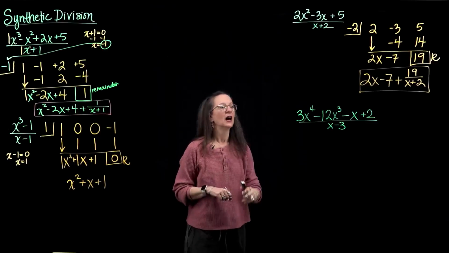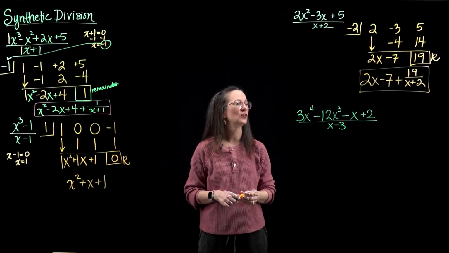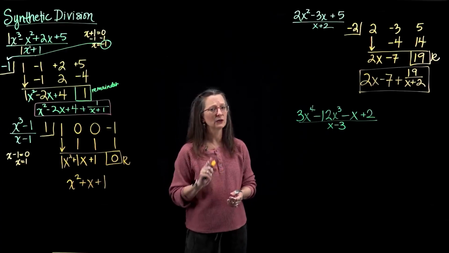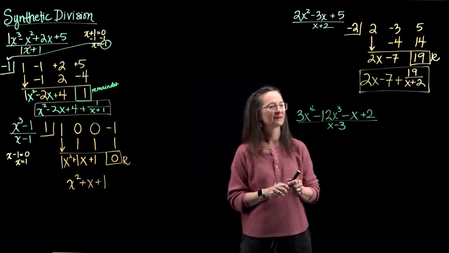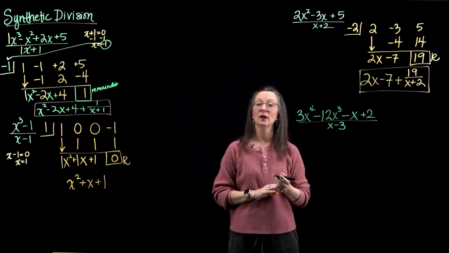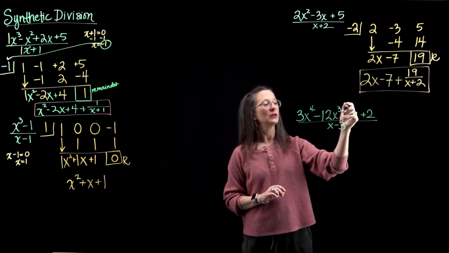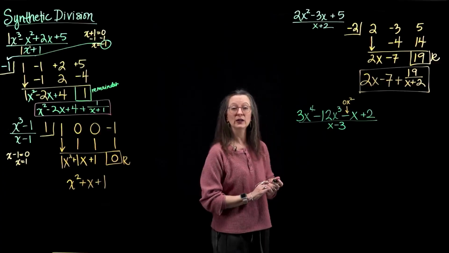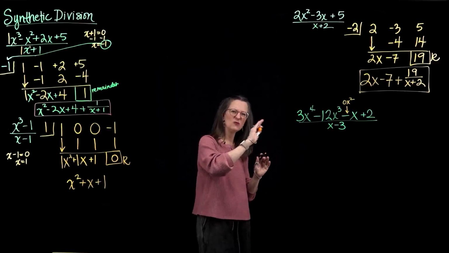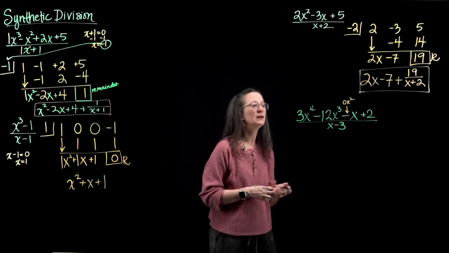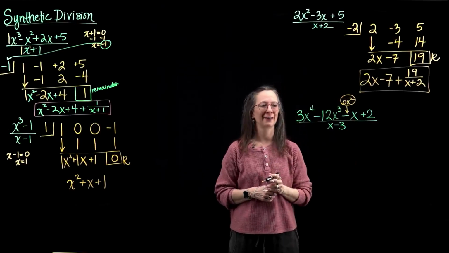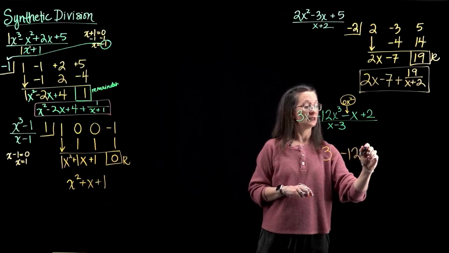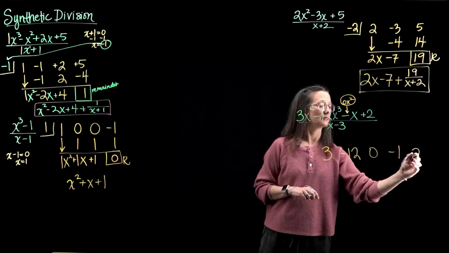All right, one more. 3x to the 4th minus 12x cubed minus x plus 2 divided by x minus 3. Again, pause the video, try it, and then come back. All right, let's write the coefficients of the number we are dividing. Notice I did something sneaky in here. I do not have an x squared term, so we're going to have to add a 0 for the coefficient on x squared. Very sneaky. Be watching for that. All right, so the coefficients would be 3, -12, 0, -1, +2.